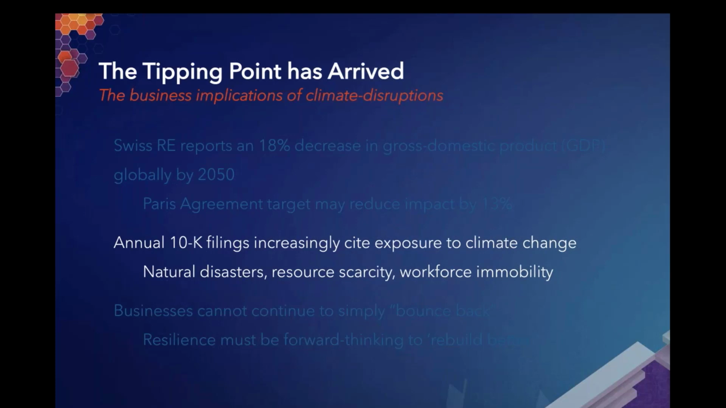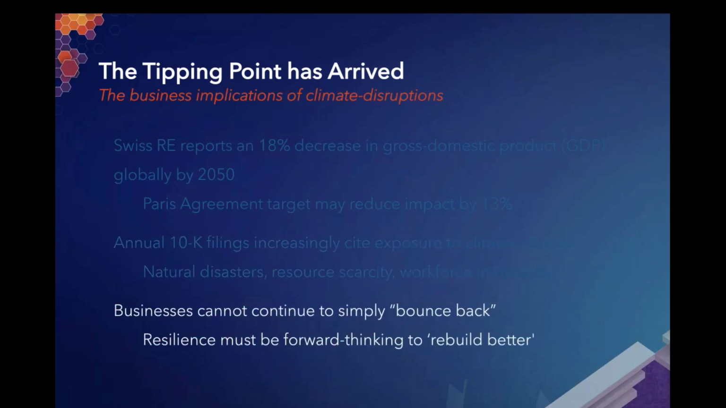Over the past 5 years, we've been tracking this through the annual 10K filings of the Fortune 500 space. A 10K filing is an annual disclosure where organizations cite the major impediments to doing business. What were the loss centers that year? And an increasing number of them have been citing natural disasters, resource scarcity, or other types of climate-driven disruptions as an impediment to doing their business. And this isn't changing.